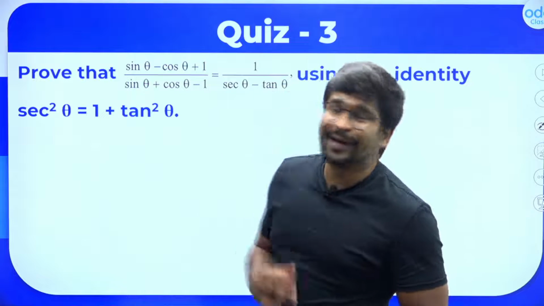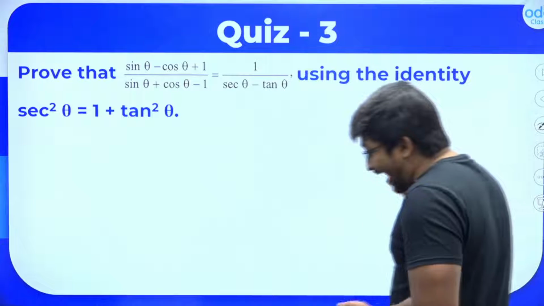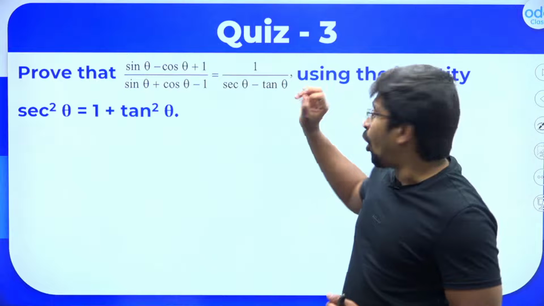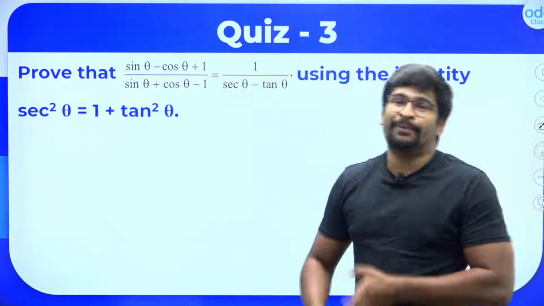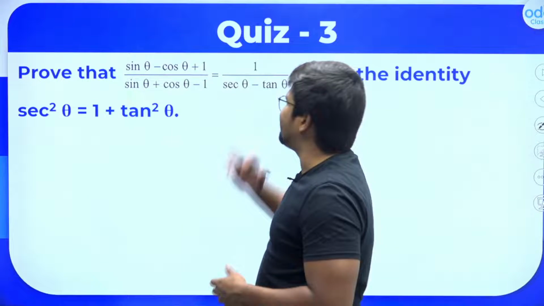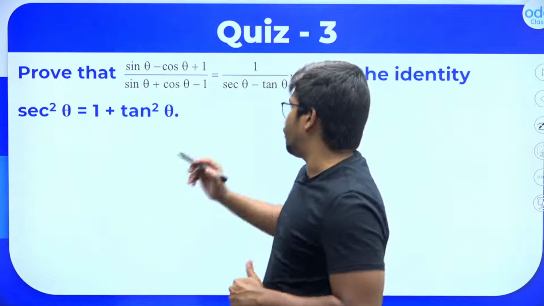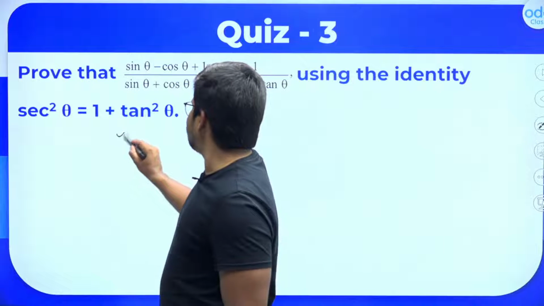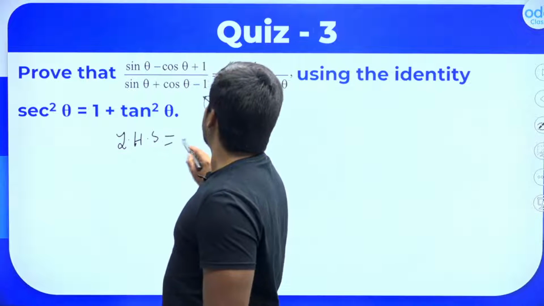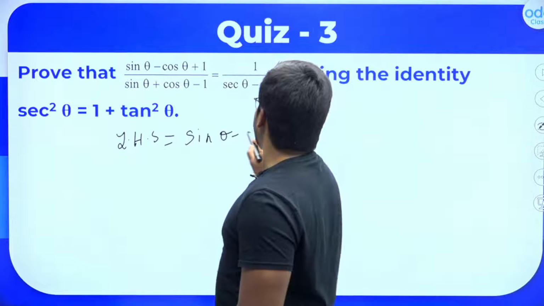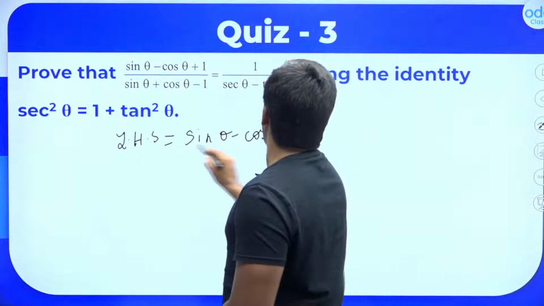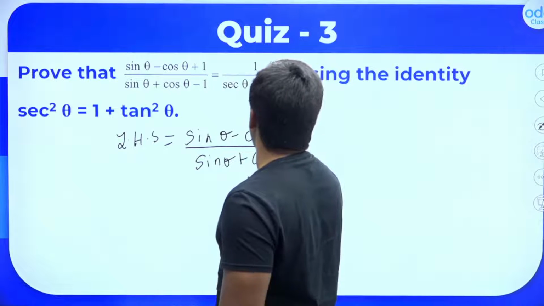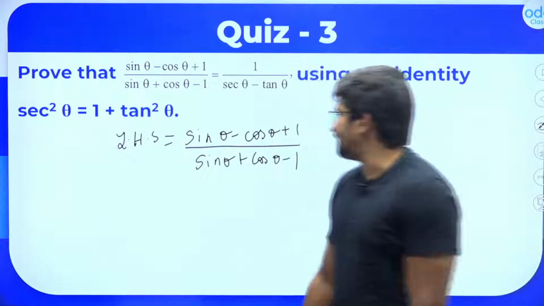We divided numerator and denominator by sin because that question had cosecant. But here observe, on the right hand side there is sec present. So how can you bring in a sec here? You know that sec is 1 by cos. So as a first step, let's do one thing. You know that LHS is sin theta minus cos theta plus 1 whole divided by sin theta plus cos theta minus 1. This is what is there in the LHS.